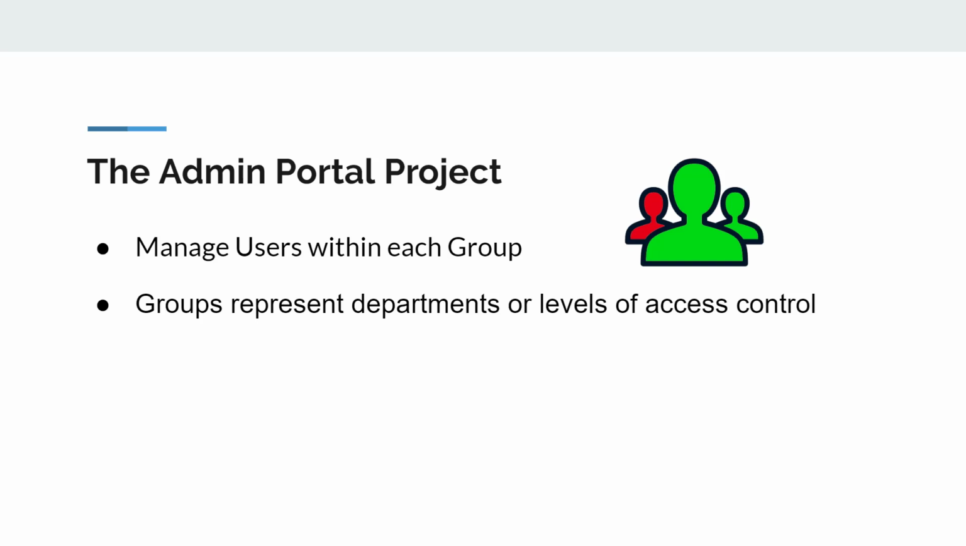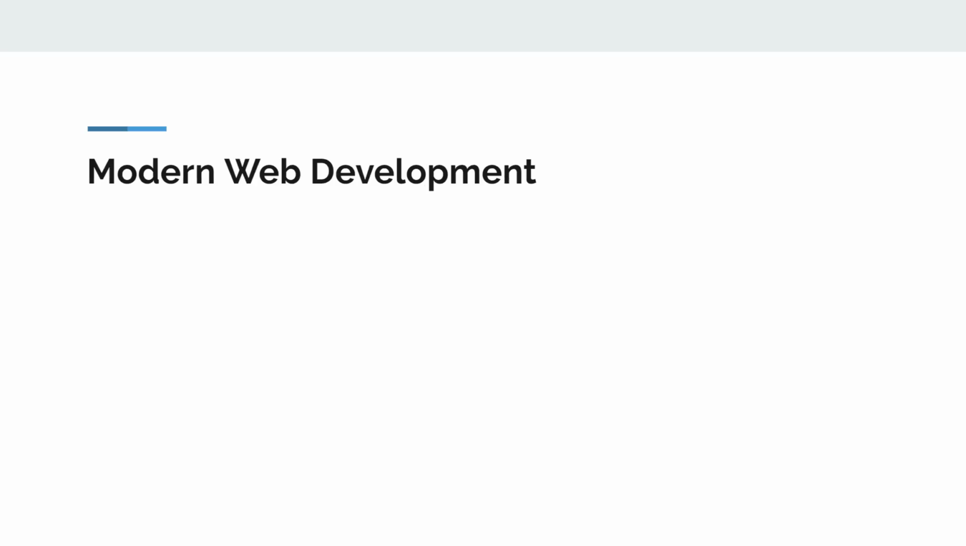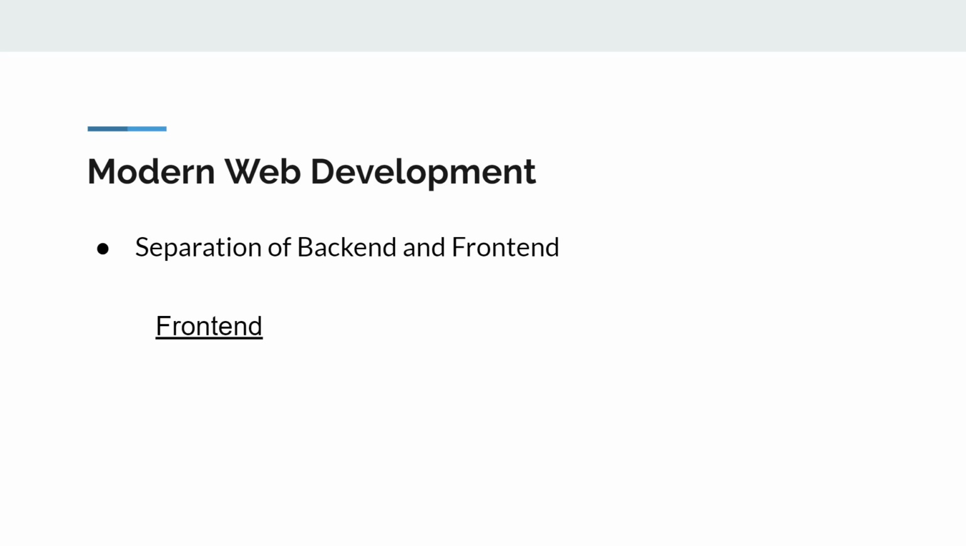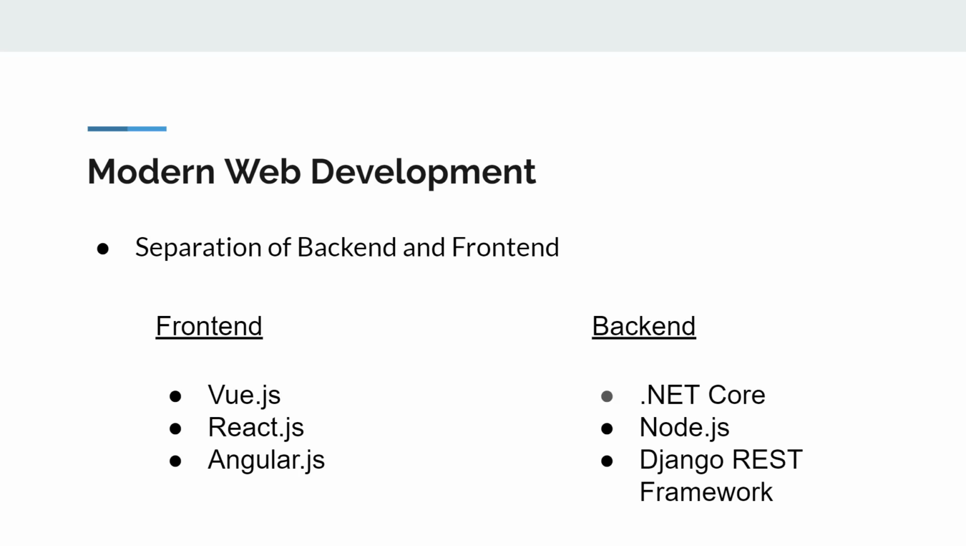I have chosen this project because it allows us to explore a new tool while learning about modern web development practices and RESTful conventions. In modern web development, separating the backend API from the front-end user experience is becoming a widely followed practice. The front end of the application is typically handled by a JavaScript library, such as Vue, React, or Angular, and the backend API connected to a data source is handled by an API framework, such as .NET Core, Node.js, or Django REST framework.